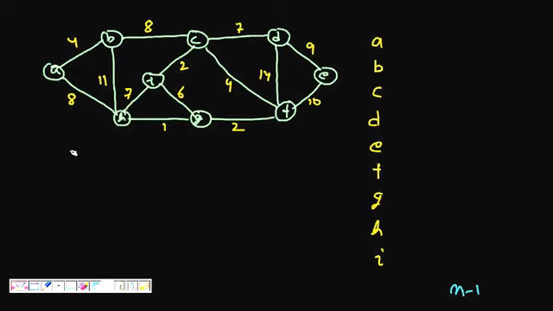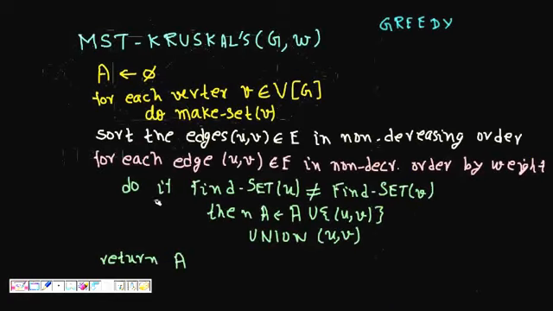And in sorting, if you have E number of edges, mod E, then O of E log of mod E is required for sorting. So now what happens is, let's sort, and then what we do is that we build a forest. That is, we make some sets.